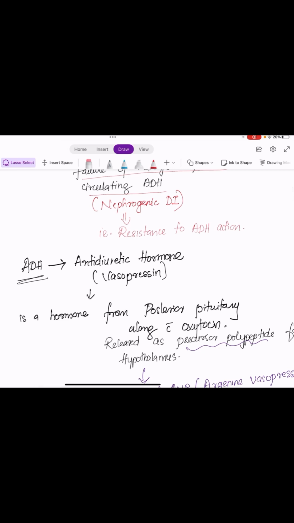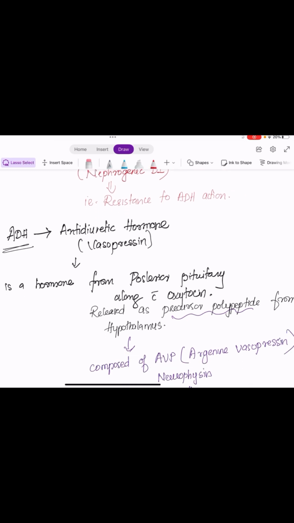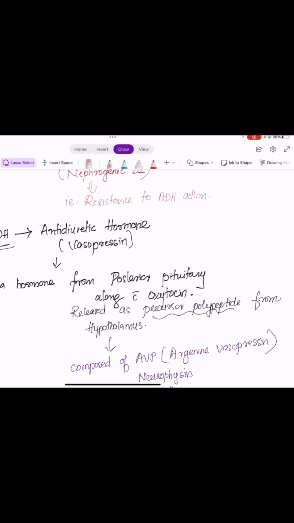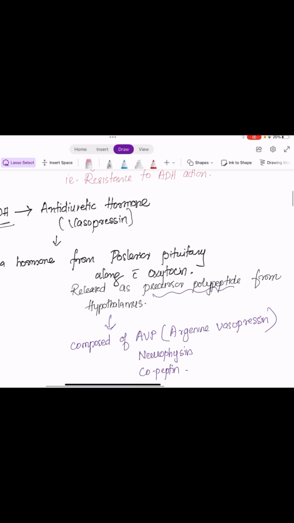So, what is ADH? ADH stands for antidiuretic hormone, also known as vasopressin. It is a hormone from the posterior pituitary. Another hormone from the posterior pituitary is oxytocin. ADH is released as a precursor polypeptide from the hypothalamus, composed of AVP, which is arginine vasopressin, neurophysin, and copeptin.